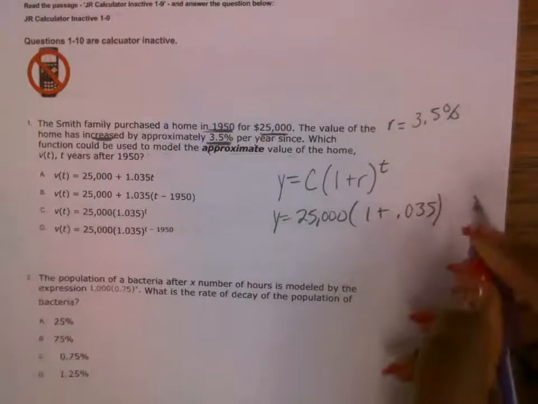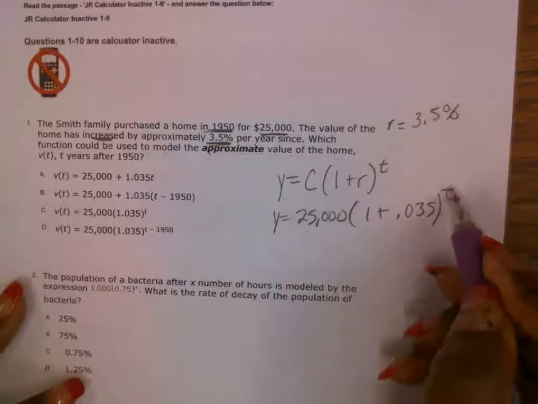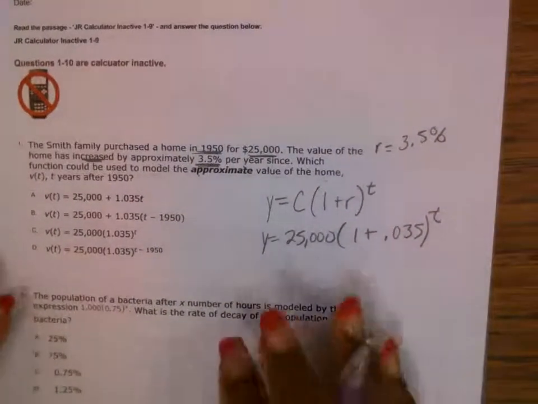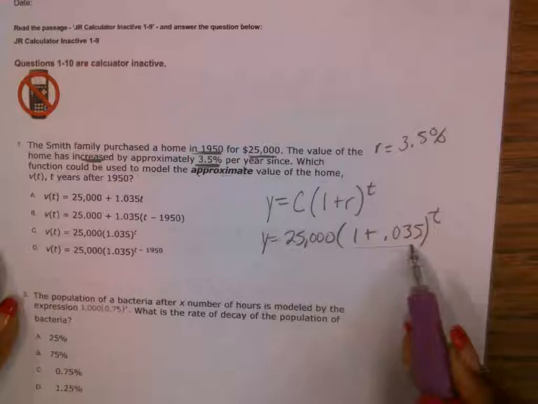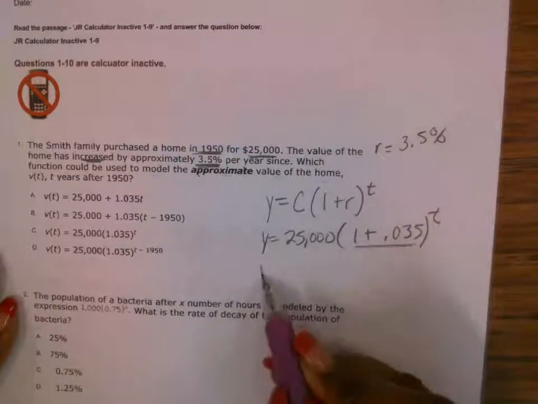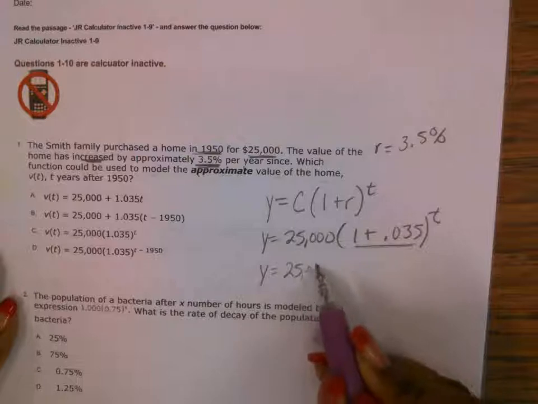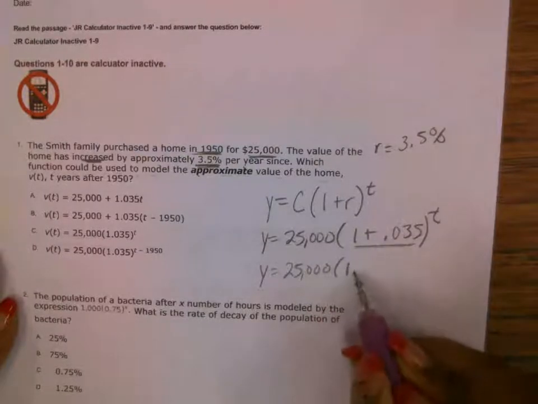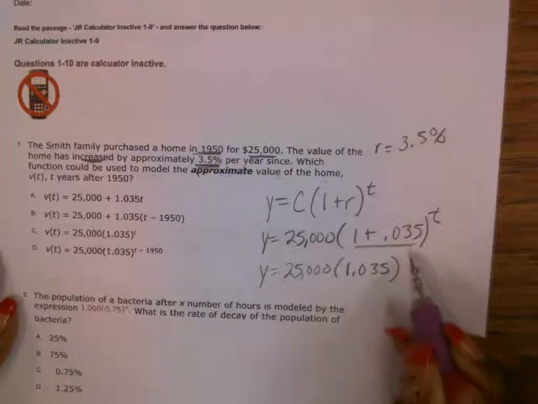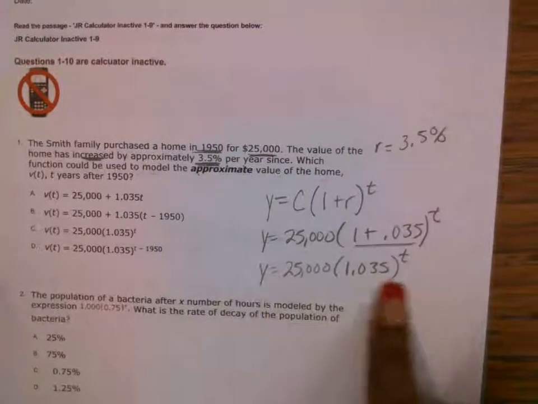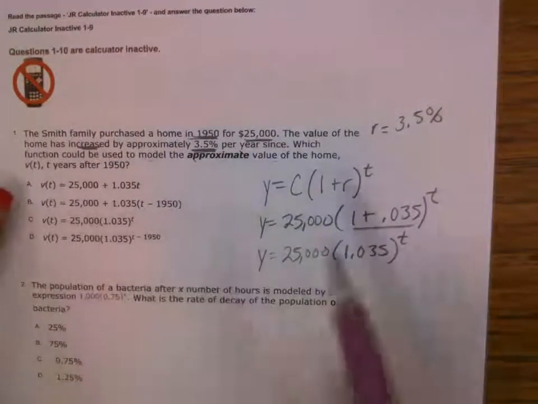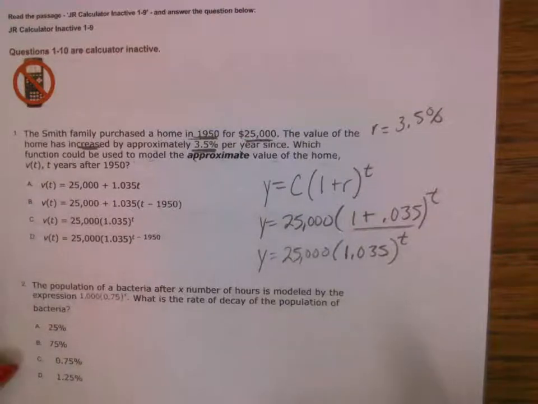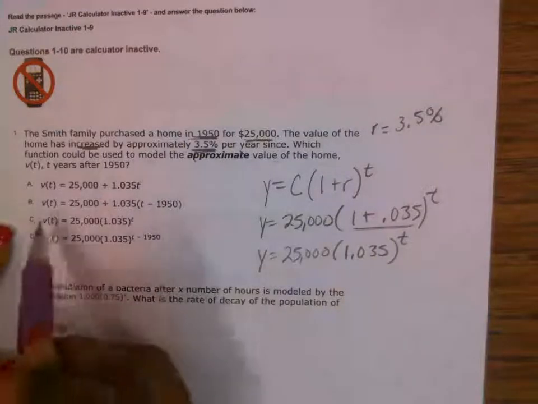And then I'm going to raise it to the x power or t. Doesn't matter, x or t. Any questions about that? Okay, I'm going to combine like terms, and so that's going to give me y is equal to 25,000 times 1.035 to the t power. This is the formula here. So which one of those is going to be the correct answer? Is it A, B, C, or D? C is going to be the correct answer.